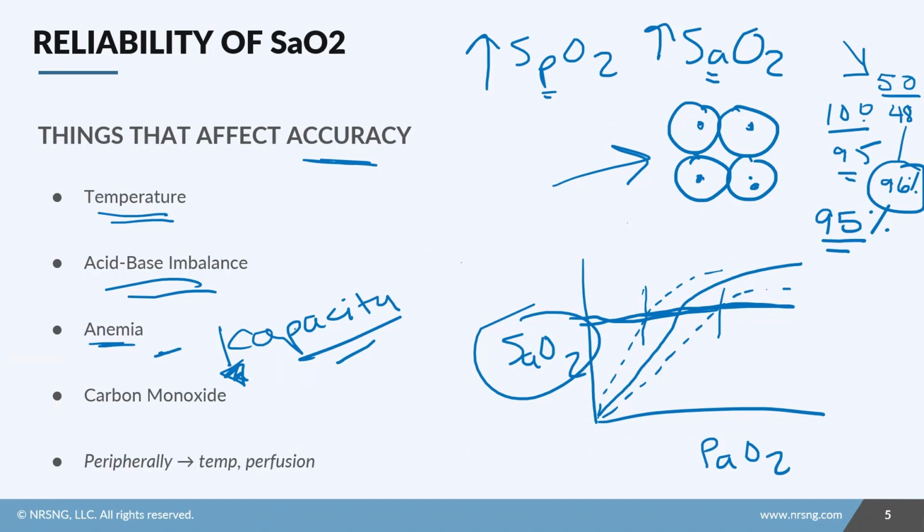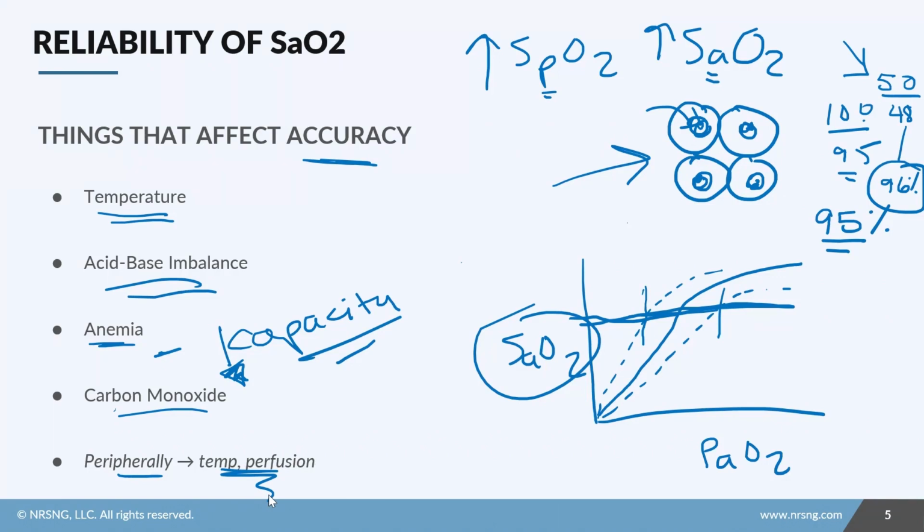The other thing that'll fake you out is carbon monoxide poisoning, because carbon monoxide will come in here and take the place of these oxygen molecules. So it will look like it's saturated, but it's actually saturated with the wrong thing. So you really can't carry enough oxygen out to the tissues. And don't forget, if you're looking at peripheral oxygen saturation in your pulse oximetry, then the temperature of the skin and perfusion are also going to affect how reliable that number is, okay?